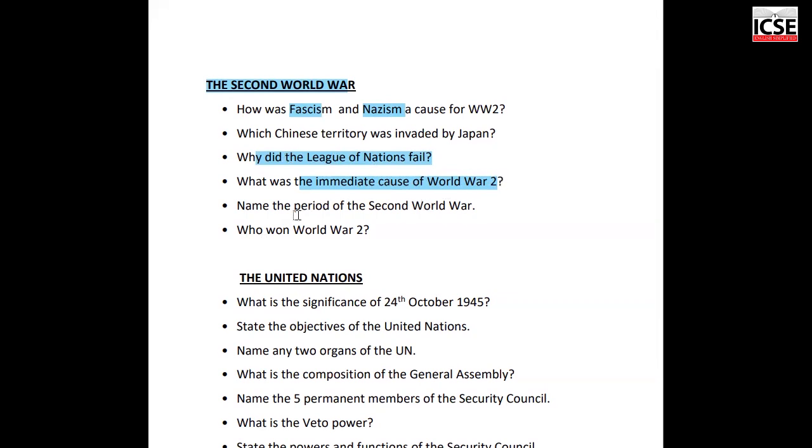Be thorough with this. What is the period of the Second World War? It is from 1939 to 1945. Now, if they ask you something like, who won World War II? The war was fought between the Allied powers and the Axis powers. You should know which are the Axis powers and which are the Allied powers. The war was won by the Allied powers.